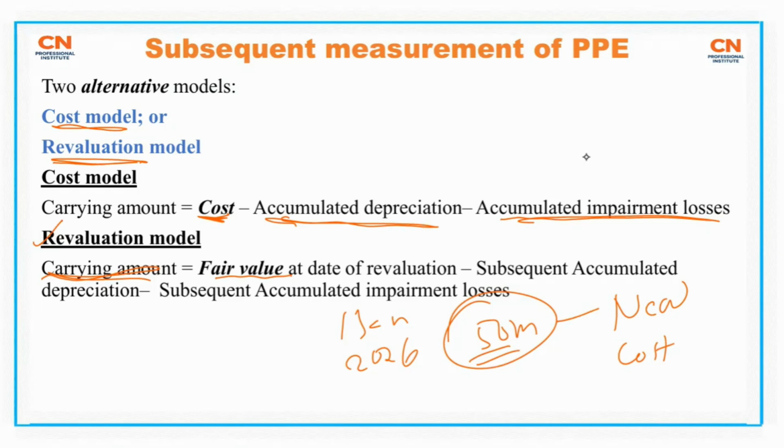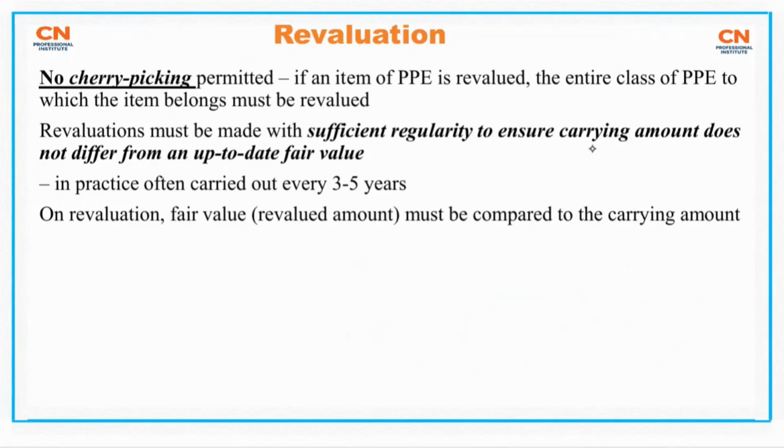And therefore, to get the new carrying value, it will be the new revalued amount or the new fair value. Then you less subsequent what? Not the previous. That's why it says what? Subsequent. So after the revaluation, the depreciation and impairment losses after the revaluation is what you deduct to get a new carrying value. We'll look more into details, right? For cost, it's very simple. So let's look at revaluation.